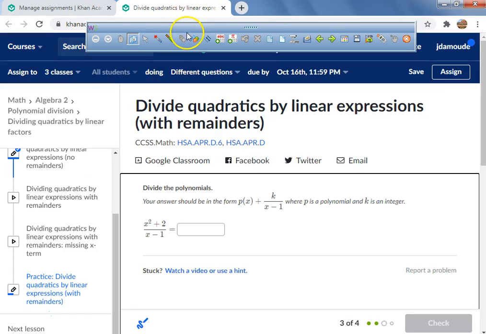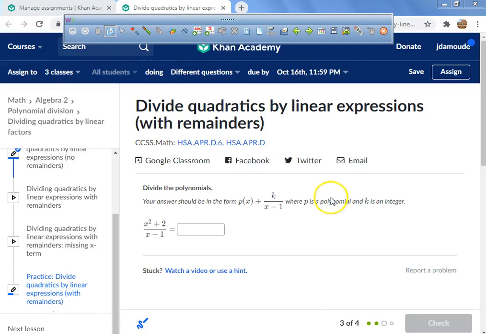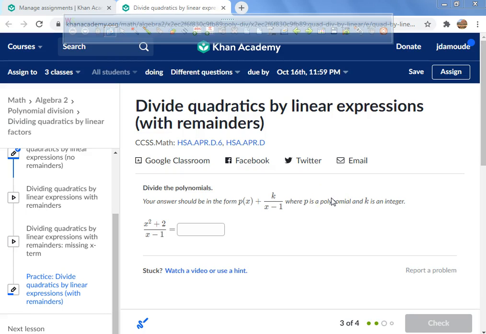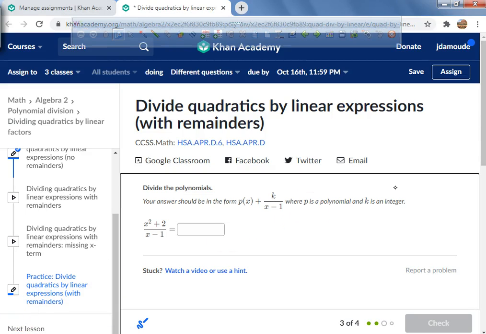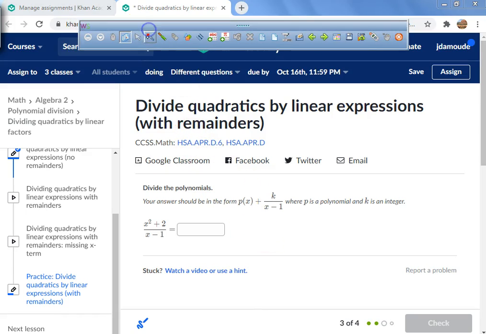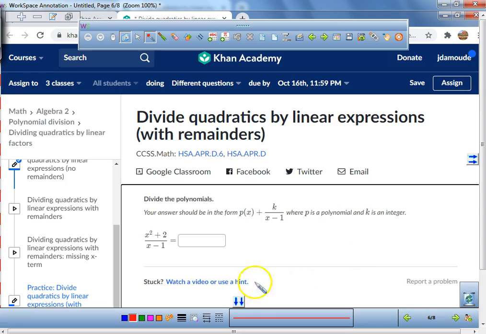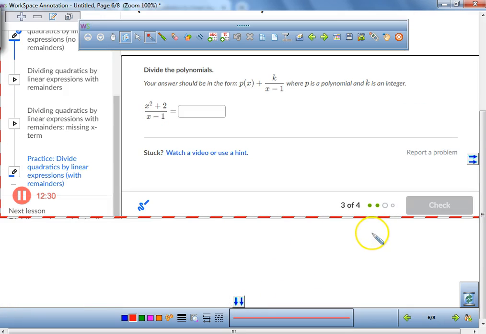Now we finally get to a slightly more difficult one where we get to do some long division. It's going to be exciting. We're going to do long division and synthetic division for these two. Finally, we get to do something a little bit more difficult, which is divide quadratics by linear expressions, and we have remainders to deal with. We're going to do this the synthetic division way because it's a little bit faster than long division.